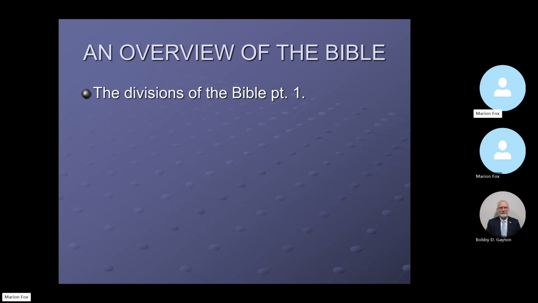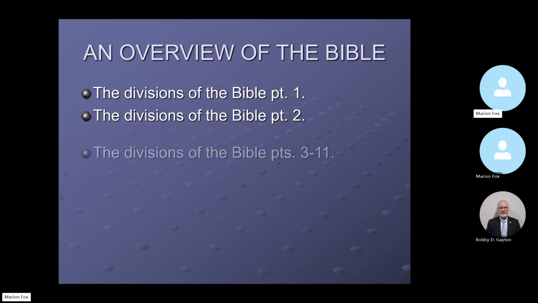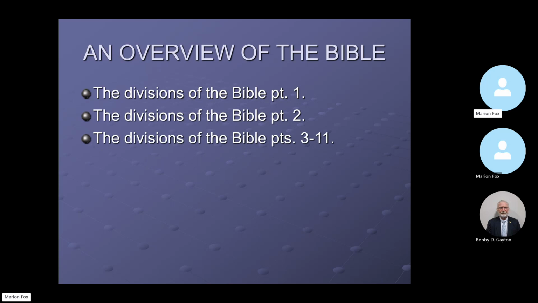Let's give an overview of what we're going to be studying. One of the things in this outline leads into another course that's being taught at this same time, the Gist of the Bible. So that will be our last part. We'll get to that in just a moment. Let's look at divisions of the Bible, part 1 and then part 2. This will be our first two lessons. And then we'll look at divisions of the Bible, parts 3 through 11.